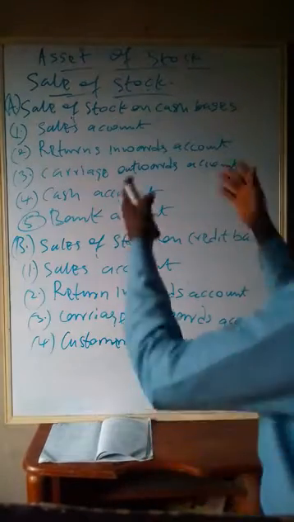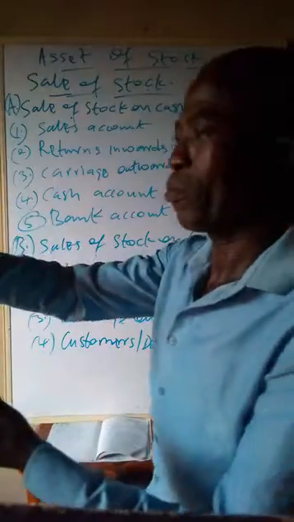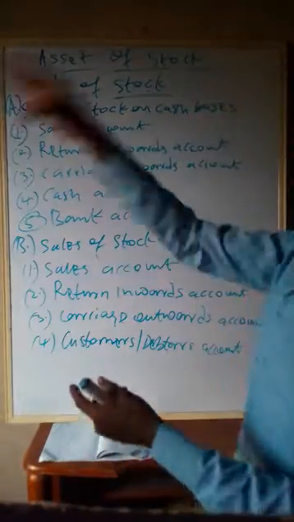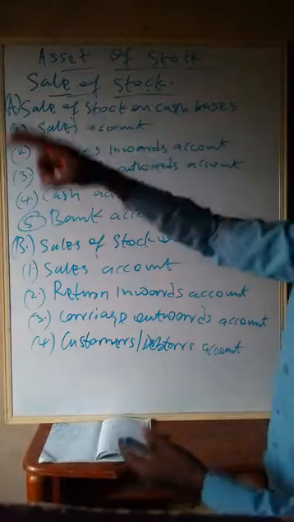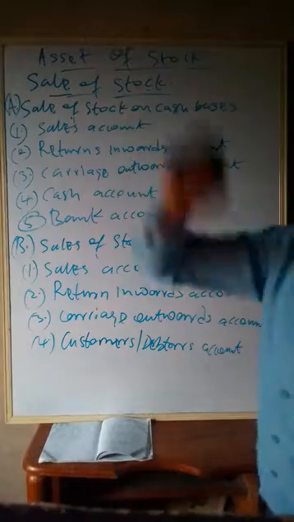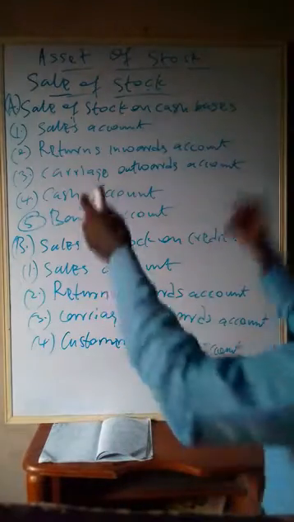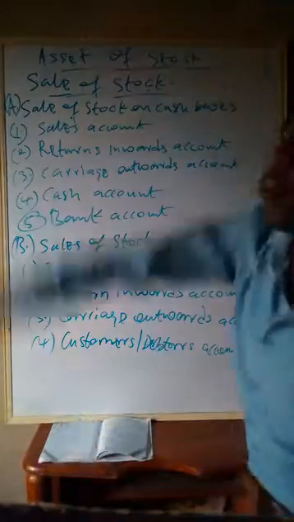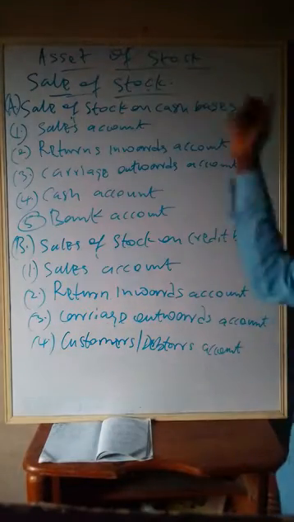Under current asset and current liability. Under current asset, you have inventory, which is stock. You have receivables, which are the debtors, our customers. You have cash account. You have bank account. So these are the assets of stock. Then when you go to current liability, you have it under there, that is the creditors or payables.